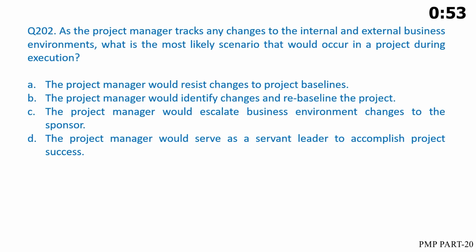As the project manager tracks any changes to the internal and external business environments, what is the most likely scenario that would occur in a project during execution? A. The project manager would resist changes to project baselines. B. The project manager would identify changes and rebaseline the project. C. The project manager would escalate business environment changes to the sponsor. D. The project manager would serve as a servant leader to accomplish project success.